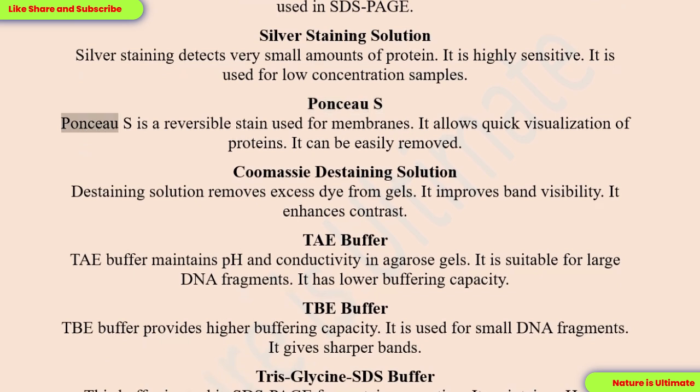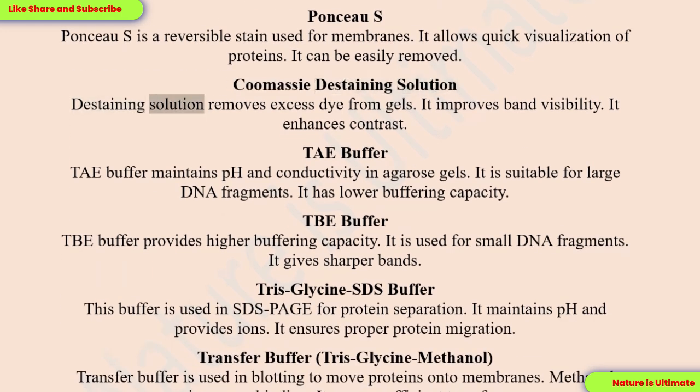Ponceau S. Ponceau S is a reversible stain used for membranes. It allows quick visualization of proteins. It can be easily removed. Coomassie destaining solution. Destaining solution removes excess dye from gels. It improves band visibility. It enhances contrast.